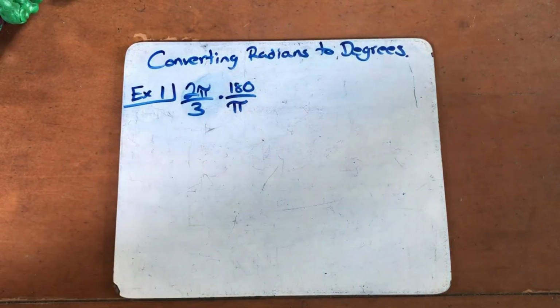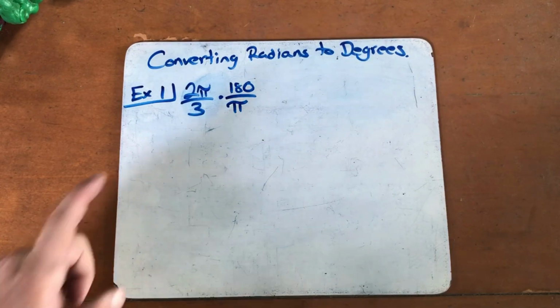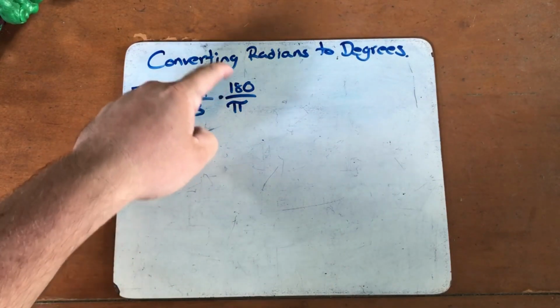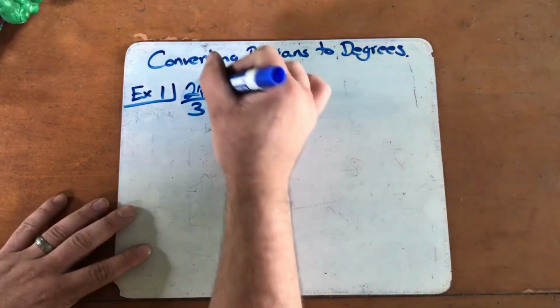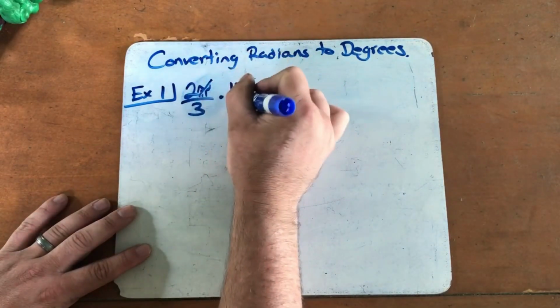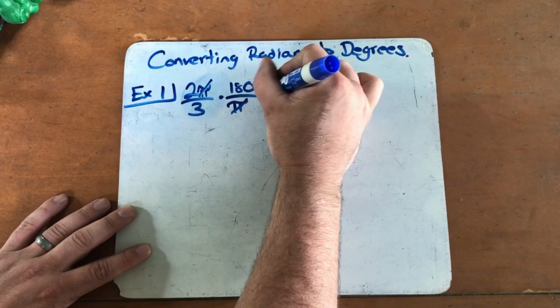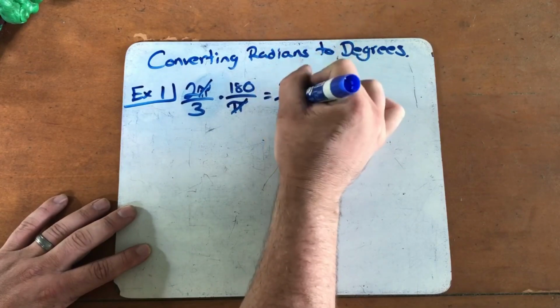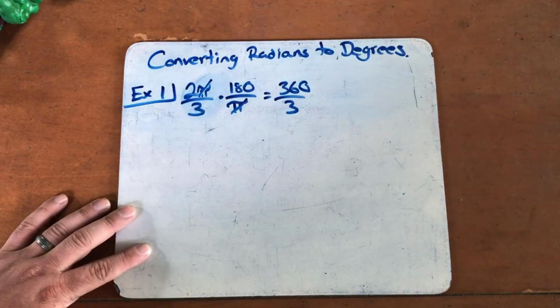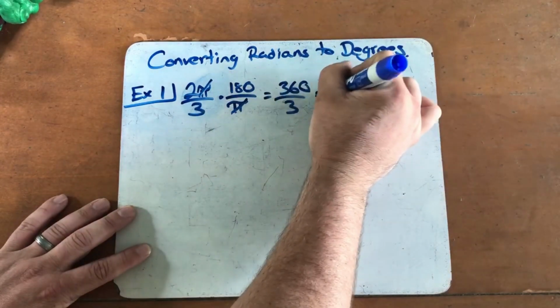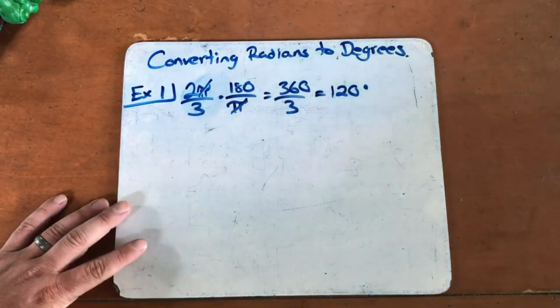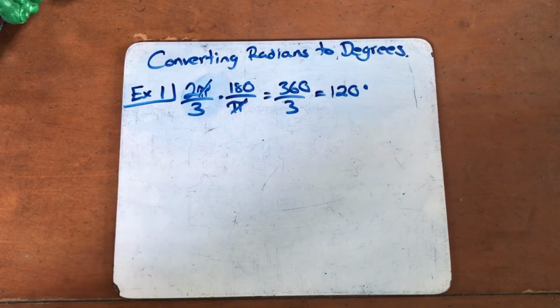Now, the nice thing about this is, by all means, go ahead and type everything in the calculator, okay? I can write 2 pi over 3 times 180 over pi. It'll cancel the pi's out for me. It'll multiply straight across, which gives me 360 divided by 3, all right, which is 120 degrees. So 2 pi over 3 is the equivalent of 120 degrees.